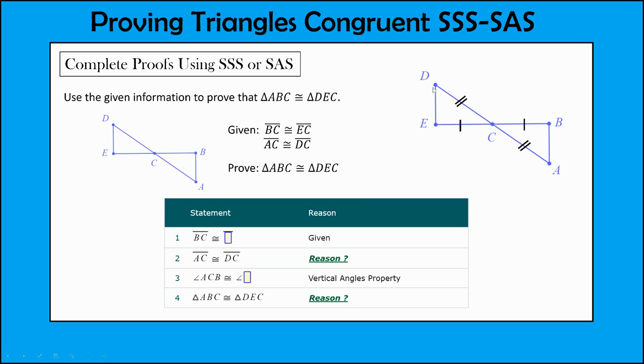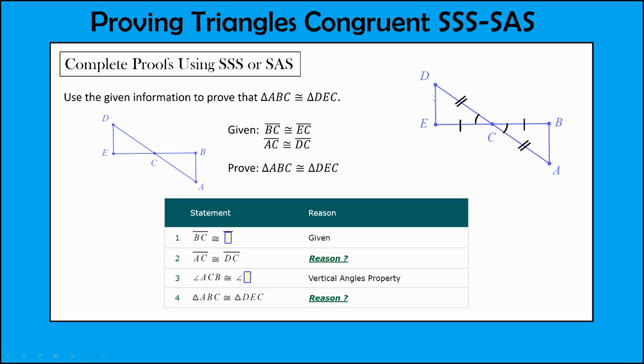Well, we're not given any information about DE or BA. So my other choice would be to look right here. You can see that these two are vertical angles. Since they're vertical angles, they're congruent. So just from the drawing, I'm going to be able to take that fact out. Now what you see is I've got side angle side. So that's going to be how we do our proof.